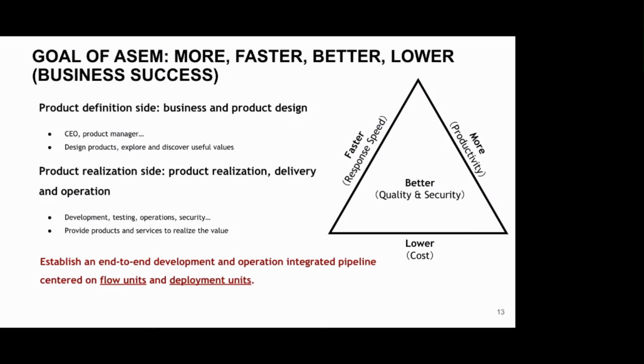The second side is product realization. We need to do the development, deliver the software, and do the IT operations. We need to realize the product or software in a faster and better way. At the end, we need to establish an end-to-end development and operation integrated pipeline centered on flow unit and deployment unit. It's a long sentence.